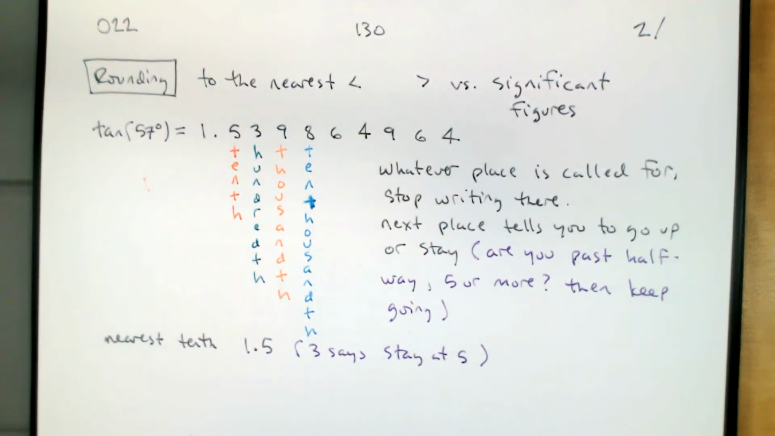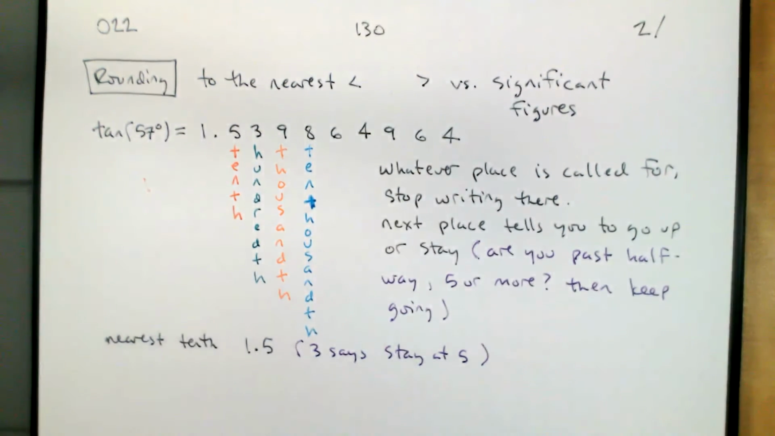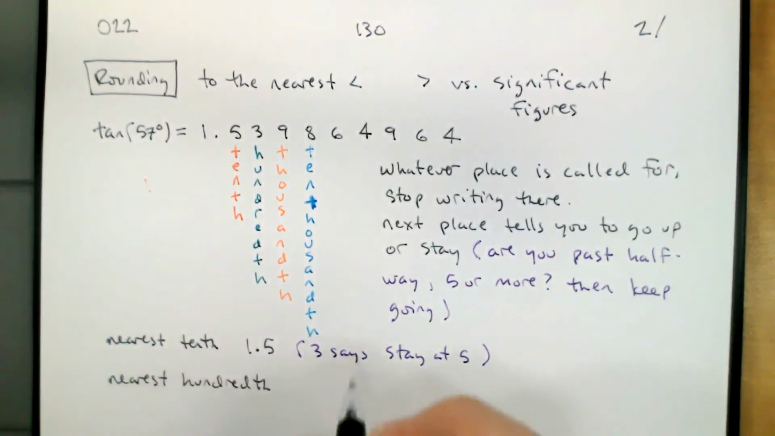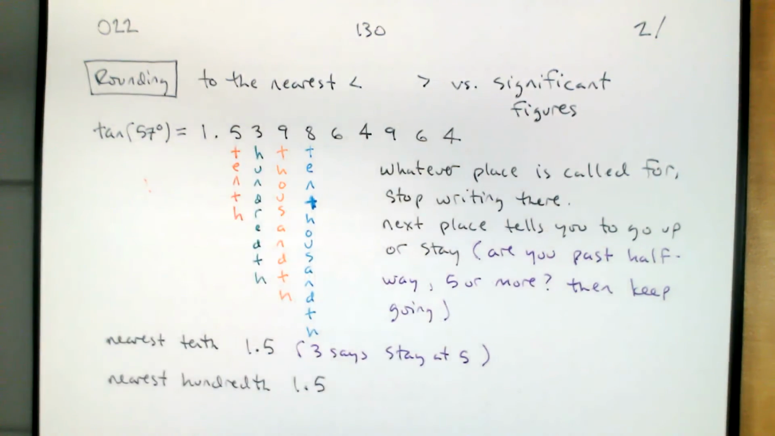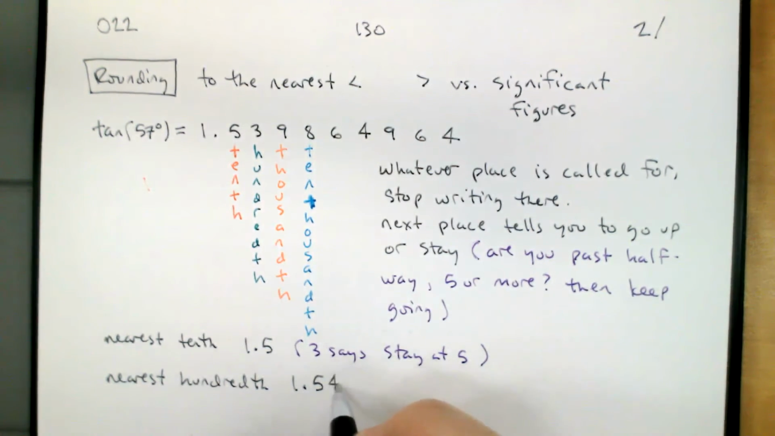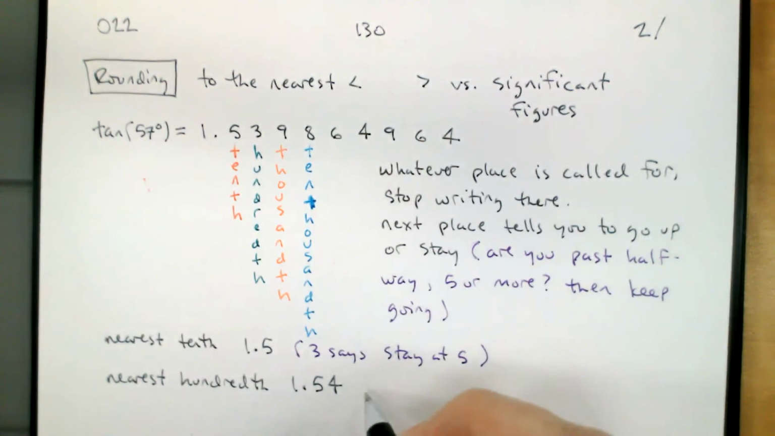If I wanted to round this number to the nearest hundredth, I need to write 2 places after the decimal. So I'd write the 5, and then I would want to write one more number. I want to write 3, but the number after that is a 9. That's past halfway. So go to the next one, all the way up to 1.54. The 9 says keep going to the 4.